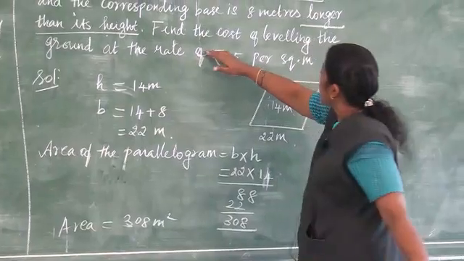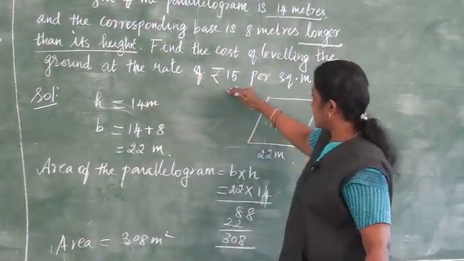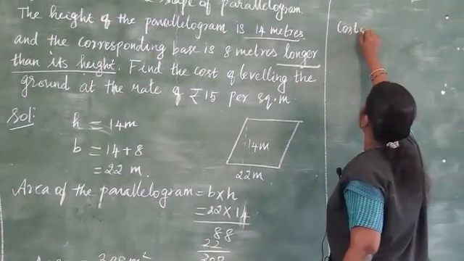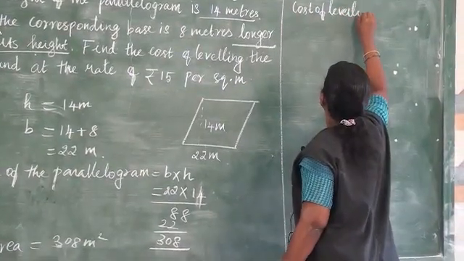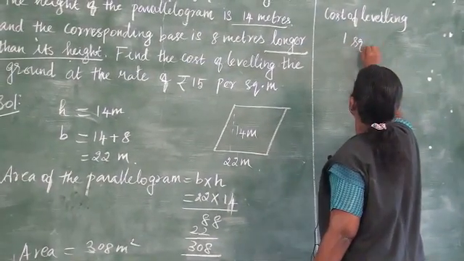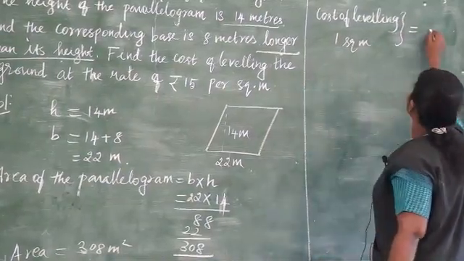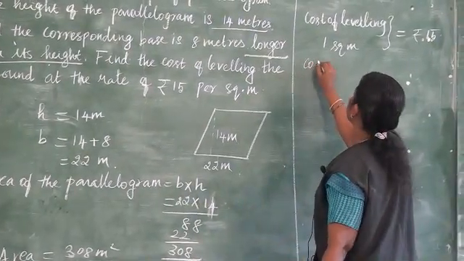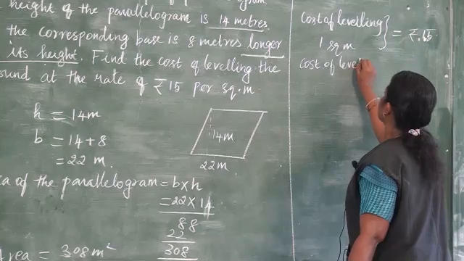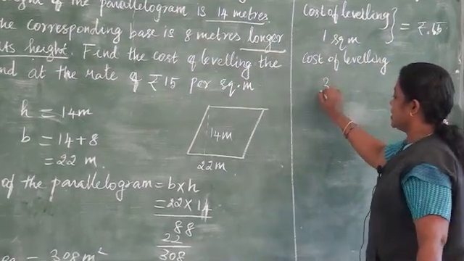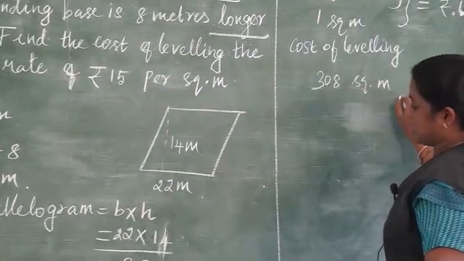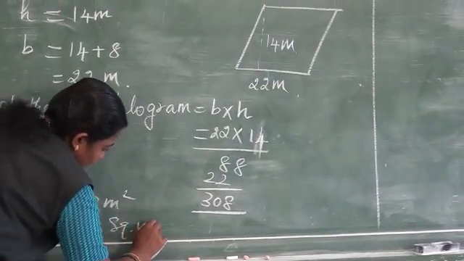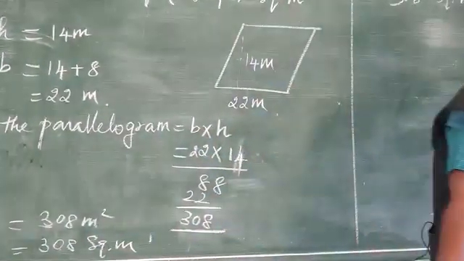Then we should find out the cost of leveling the ground at the rate of ₹15 per square meter. What is the cost of leveling 1 square meter? ₹15. Now what is the area of our parallelogram? That is 308 meter square. So cost of leveling 308 square meter. You can write it as 308 square meter because of area. Meter square we can write as square meter.